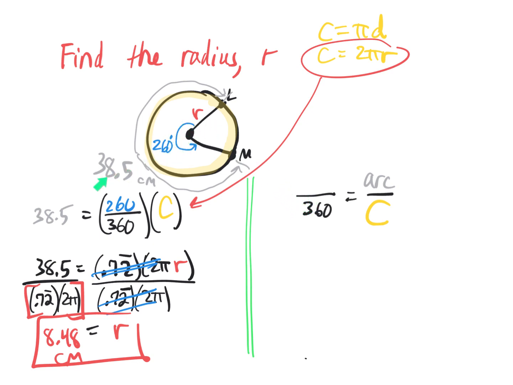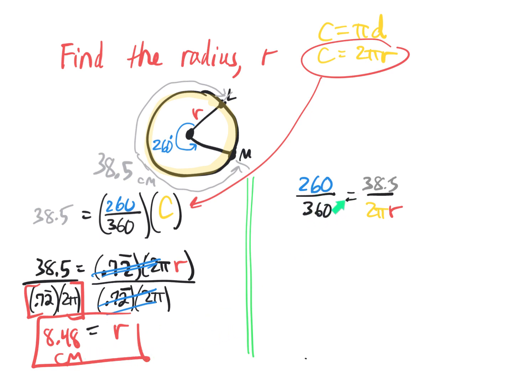So for this arc, the part central angle is 260, and the whole central angle is doing a full revolution of 360. So the part 260 divided by a whole revolution 360, and that's equal to our part arc, which is 38.5, over the whole arc, which is circumference. Part over whole for central angles equals part over whole for the length on the edge of the circle. And when you solve this, we'll get the exact same answer.